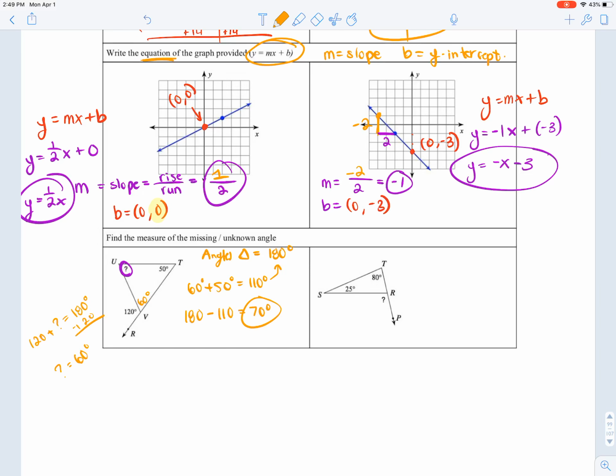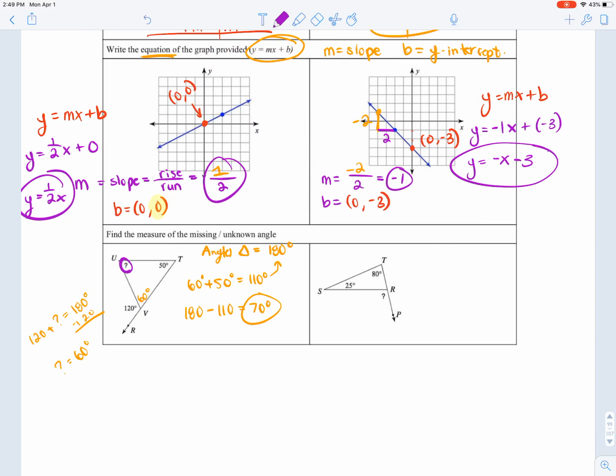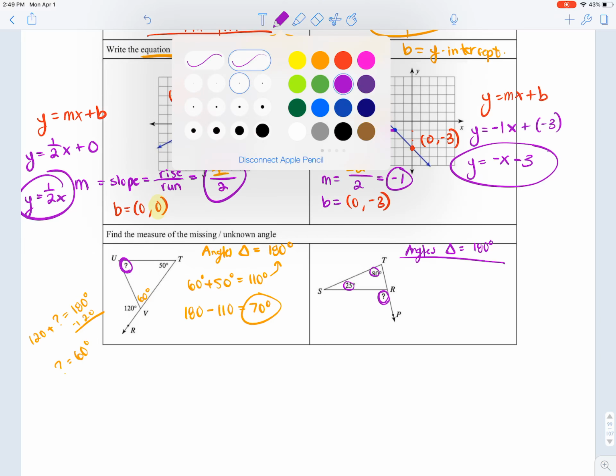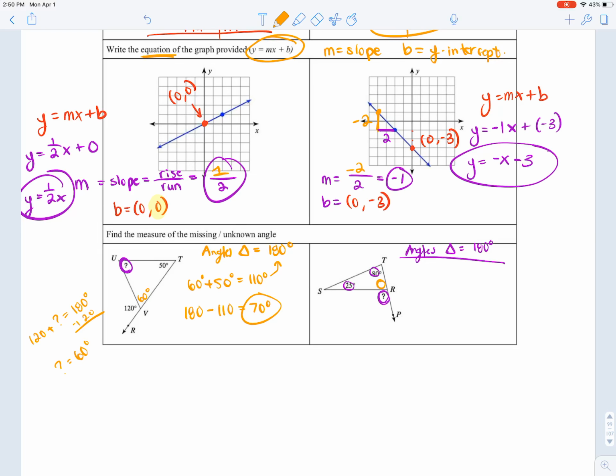All right, let's try this last one. So my purple angle is over here. Okay, using some of the same properties that we just used in this previous problem, we are going to use the fact that the angles of the triangle add up to 180 to our advantage, okay? Angles of a triangle equal 180. So I have 25, I have 80. Okay, let me switch colors here. And now I want to find out this orange angle there.